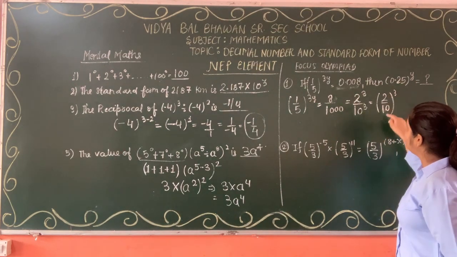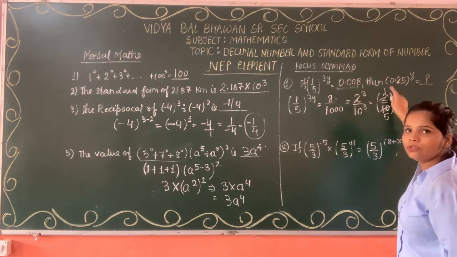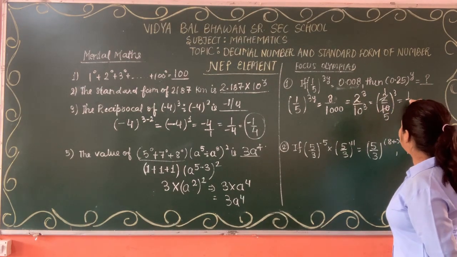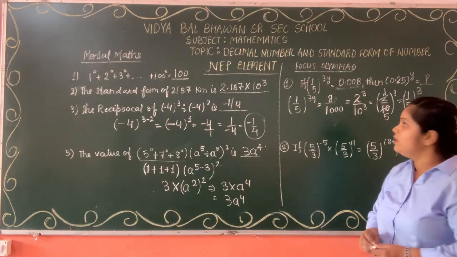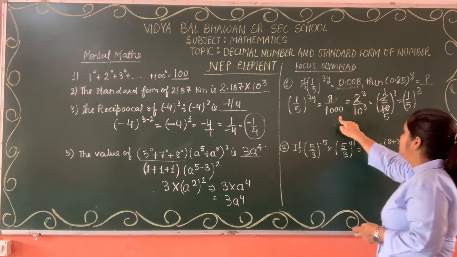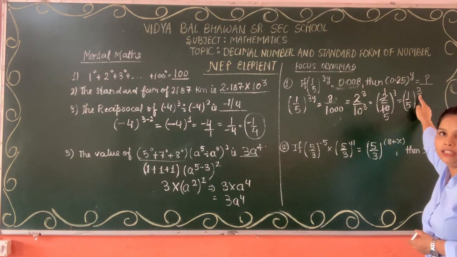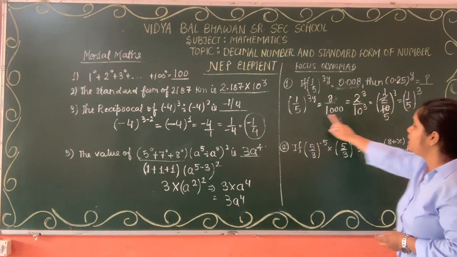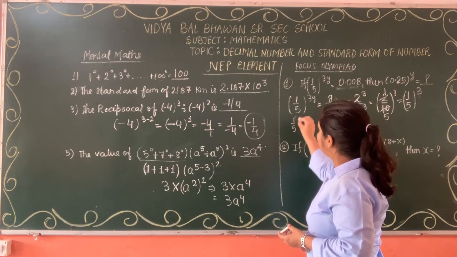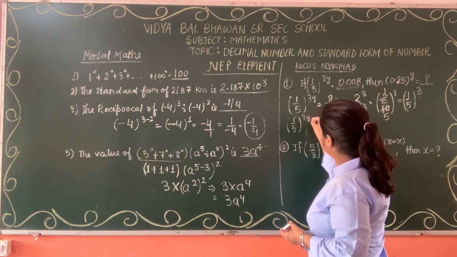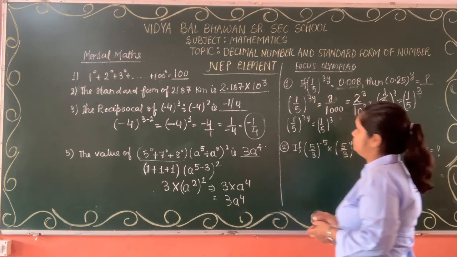Now you can see 2 upon 10 can be simplified into 1 upon 5. 2 ones are 2, 2 fives are 10. So it is 1 upon 5 raised to the power 3. This 8 upon 1000 has now become 1 upon 5 raised to the power 3. So that means this is equal to this one. 1 upon 5 raised to the power 3y is equal to 1 upon 5 raised to the power 3.